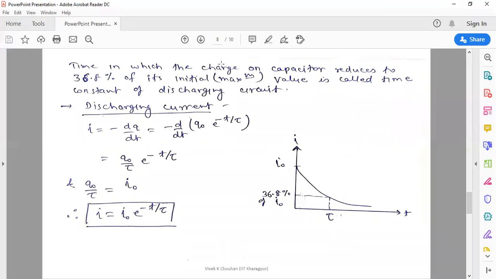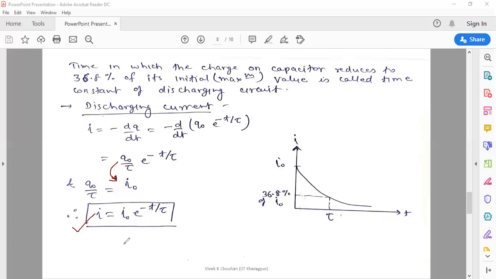Now we will see the current in the discharging circuit. What was current? It was minus dq by dt because the charge was decreasing. We will just put the value of q over here, which we just calculated a few minutes ago. After differentiating, we will get q naught by tau e to the power minus t by tau. We also saw previously that q naught by tau comes out to be I naught. So we will put that value in the equation and we will get I is equal to I naught e to the power minus t by tau.